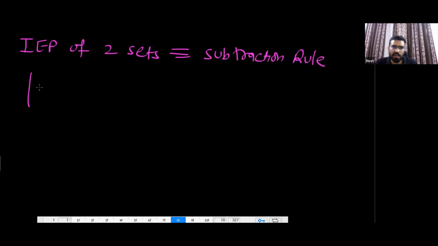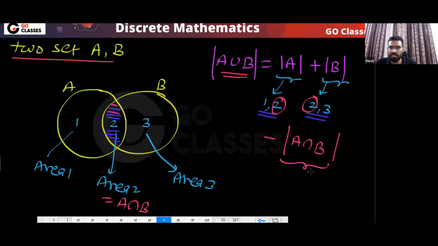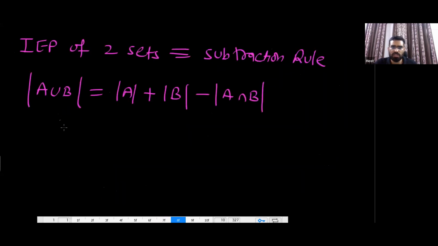So the idea is this: number of elements in A union B will be number of elements in A plus number of elements in B. But when you do this, you have counted the intersection 2 times. So you remove the number of elements in the intersection 1 time. Now everything has been counted exactly 1 time. This is area 2. Now every area, area 1, area 2, area 3, has been counted only 1 time. So this is the idea.